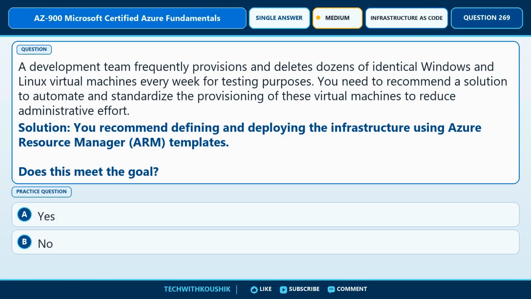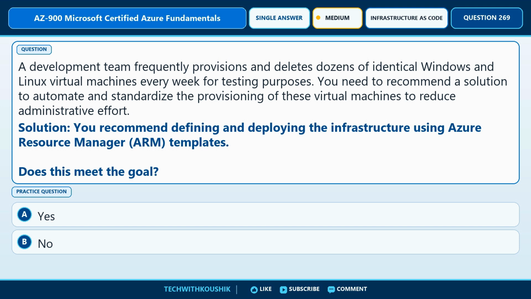Now let's examine question number 269. Let's start with the scenario. A development team frequently provisions and deletes dozens of identical Windows and Linux virtual machines every week for testing purposes. You need to recommend a solution to automate and standardize the provisioning of these virtual machines to reduce administrative effort. Solution: you recommend defining and deploying the infrastructure using Azure Resource Manager (ARM) templates. Does this meet the goal?